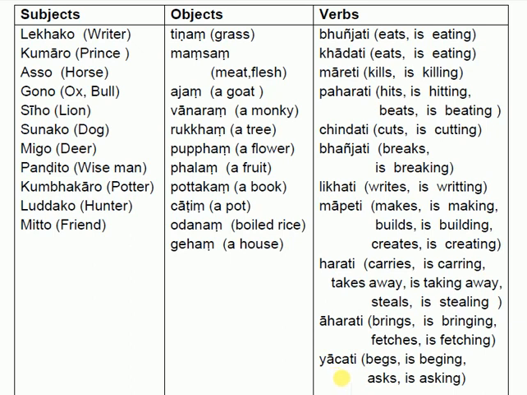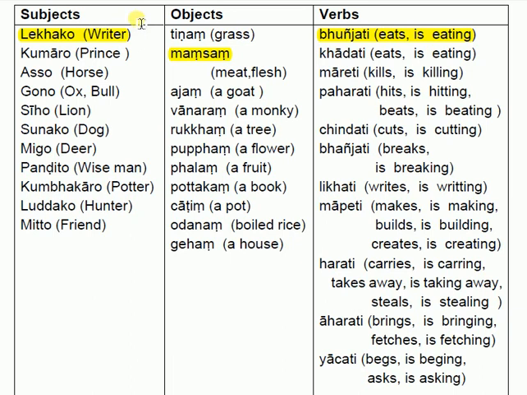So, verbs. All right, now let's use these three columns. Let's try to make sentences. Here's an example. Lekako, writer. Mangsang, meat. Bunjati, eats or is eating. Lekako mangsang bunjati: writer is eating meat.